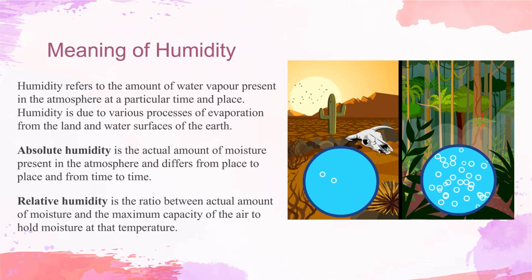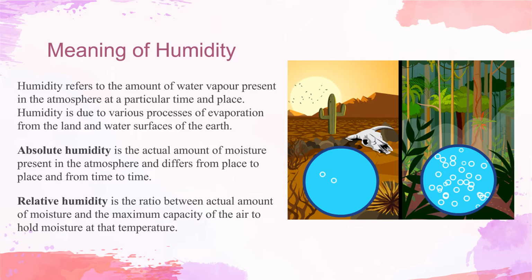Now what is the meaning of humidity? Humidity refers to the amount of water vapor present in the atmosphere at a particular time and place. So you know that in the atmosphere we have water vapor also. When you talk about humidity, it means how much water vapor is present in the atmosphere. Humidity is due to various processes of evaporation from the land and water surface of the earth. Water from the earth's surface evaporates due to the heat of the sun, and this water vapor is present in the atmosphere. That is the reason for humidity.